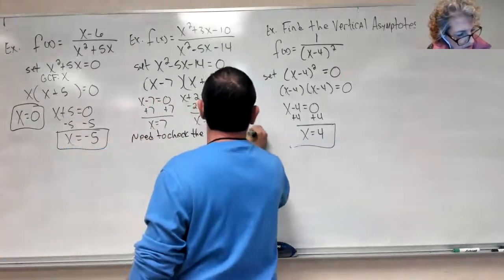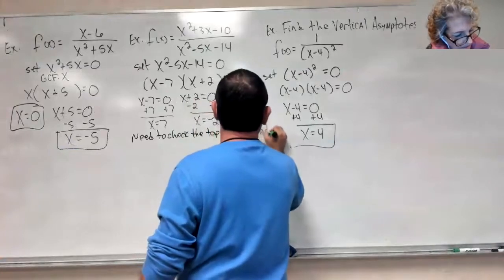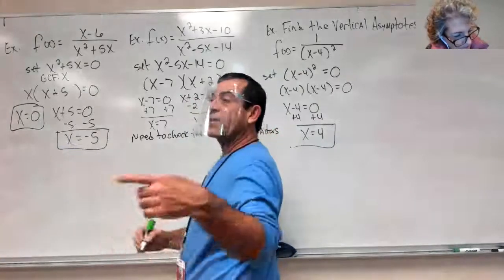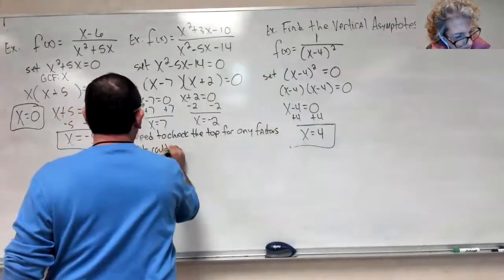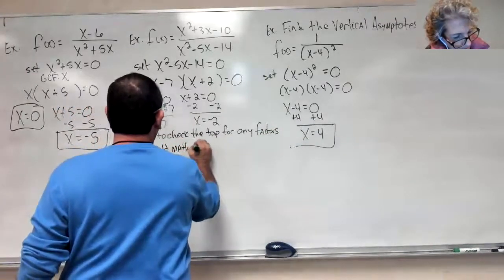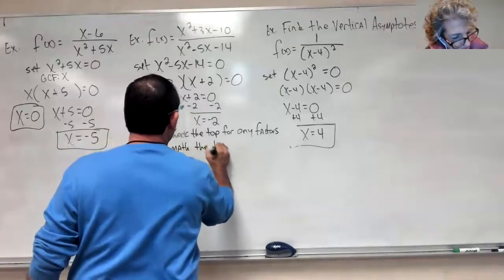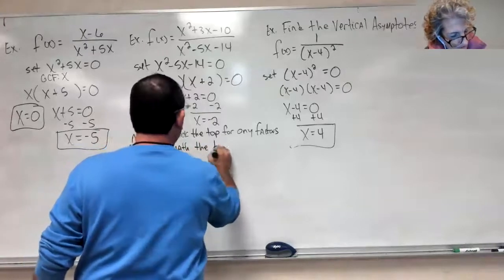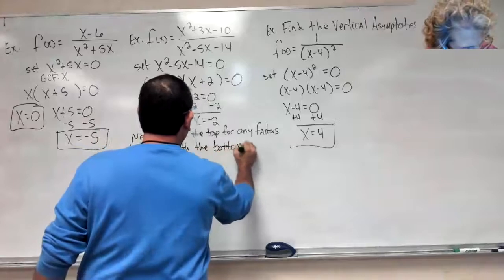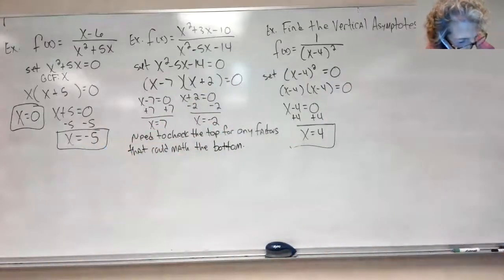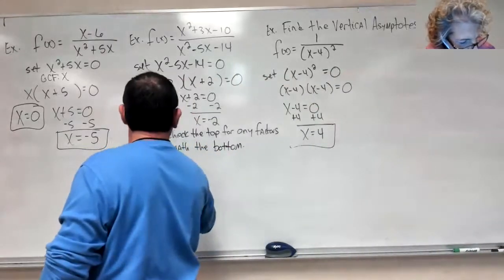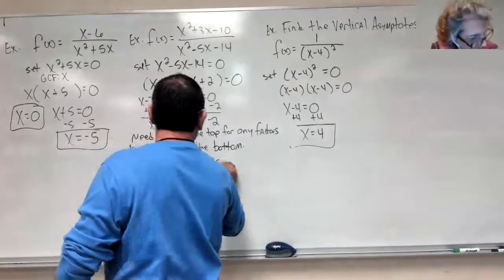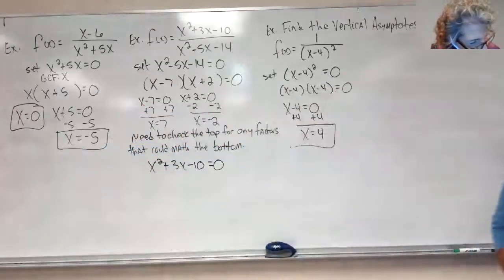For any factors that could match the denominator. Or I'm just going to say that match the bottom. That word denominator is too big. So on the top, I had x squared plus 3x minus 10. I'm going to set that equal to 0.